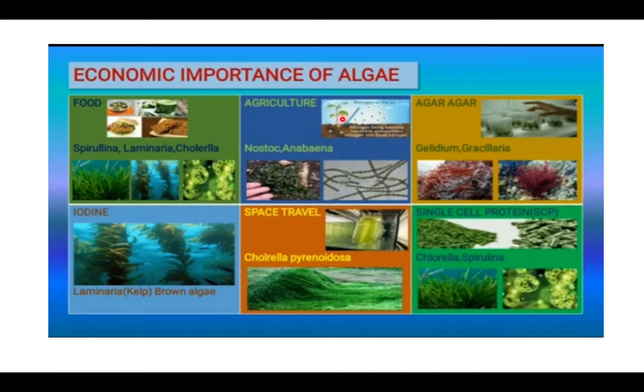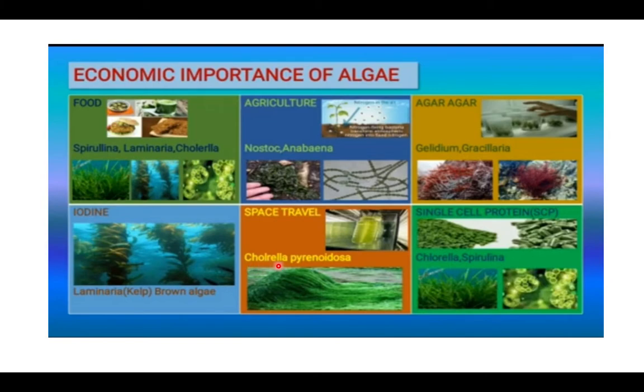And in the field of agriculture, nostoc and anabaena are used. For what purpose? For fixing the atmospheric nitrogen in the soil. To improve the fertility of the soil, this nostoc and anabaena are used. And then in the space travel, to get rid of carbon dioxide and to decompose the human waste, what algae is used? Chlorella.